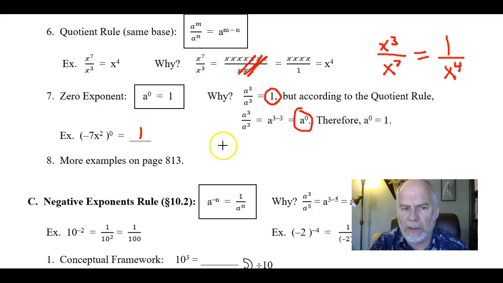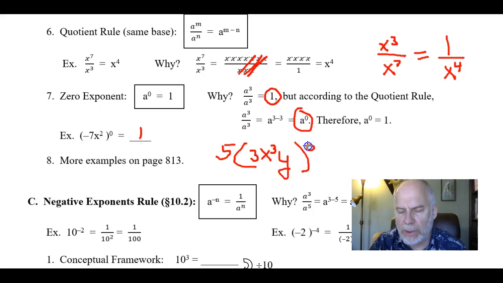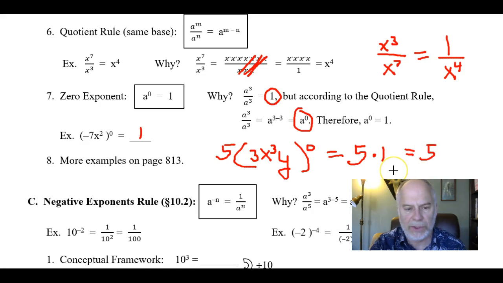There's also some in the homework that are a little tricky, like for example, if it said 5 and then in parentheses it had something like 3x to the 3rd y, all that to the 0. Now even though you have a 0 power, the answer is not 1, because the 5 is not to that power. Only the parentheses is to that power. The 5 stays the same, but all this in parentheses taken to the 0 power would equal 1. So your final answer is 5, not just 1. All right?